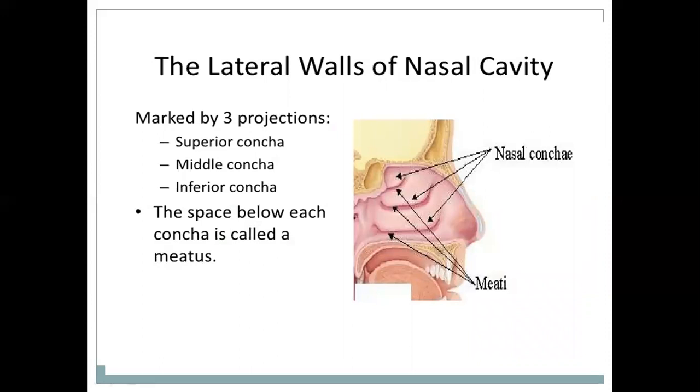This is the very important lateral wall of the nasal cavity. It is marked by three projections. We have three conchae, or three bony projections. This is the superior nasal concha, this is the middle nasal concha, this is the inferior nasal concha, and the space below each concha is called a meatus. The space below the superior concha is the superior meatus, the space below the middle concha is the middle meatus, and the space below the inferior concha is the inferior meatus. So these meati receive the openings of the different paranasal sinuses. They are very, very important.